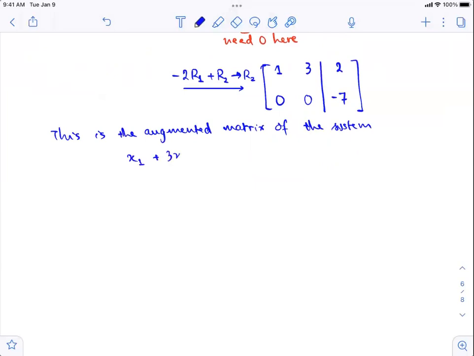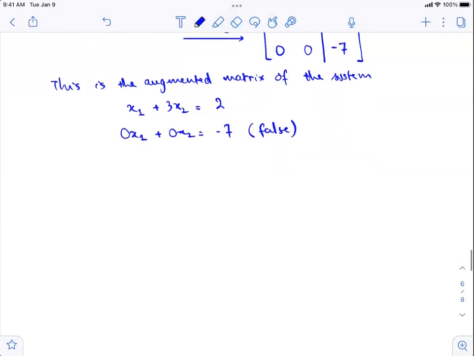x1 plus 3x2 equal to 2, and 0x1 plus 0x2 equal to -7. This is the false statement. So therefore, you say that the system has no solutions. The system is inconsistent, and thus has no solutions.